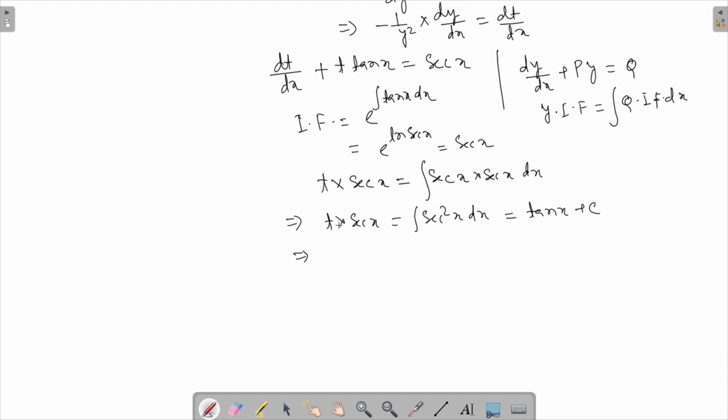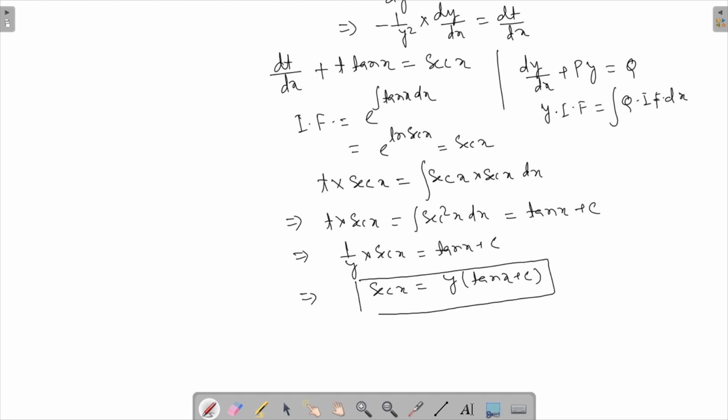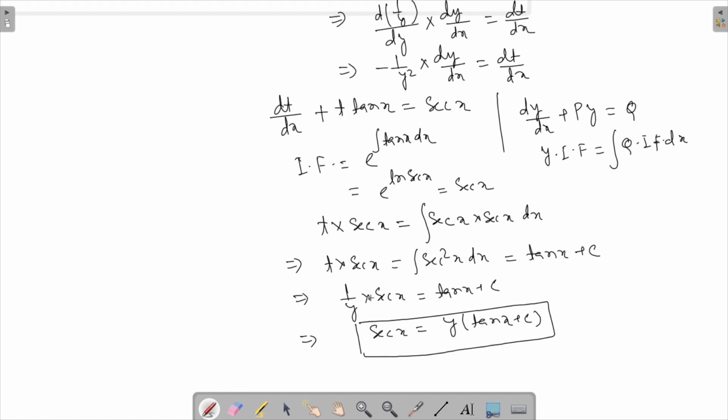Now you can substitute the value of t, which is nothing but 1 by y into sec x, and that is actually equal to tan x plus c, and then you can get sec x equals y times tan x plus c. And this is what will be your answer. So this is one way of doing it. Could we have done it in any other way?